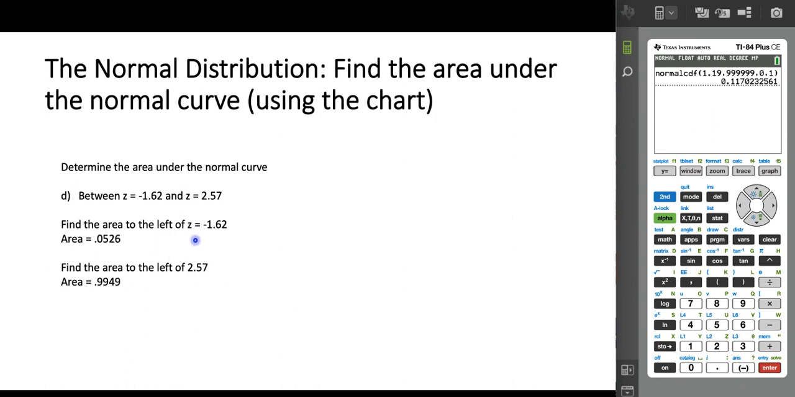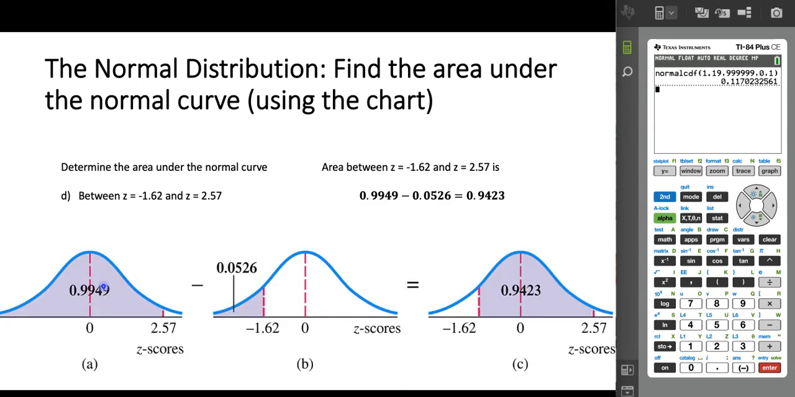So now we have the area to the left of negative 1.62 and the area to the left of 2.57. And what we have to do is subtract those. So here's the area to the left of 2.57, the area to the left of negative 1.62. We subtract those to get the area in the middle. So remember, here's the whole area, and then we're going to take out that part that's to the left of negative 1.62. So it looks like this. Way easier to do on the calculator.